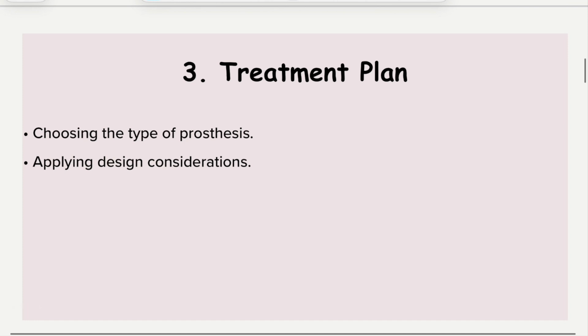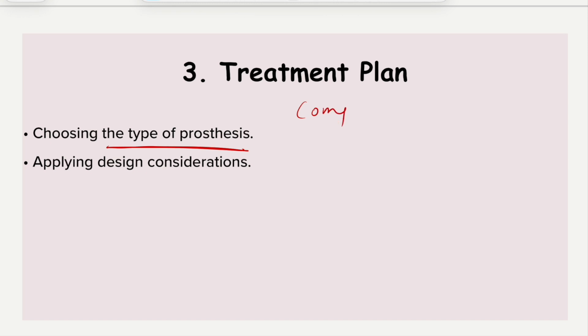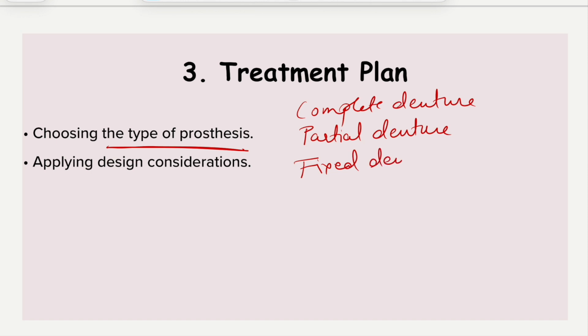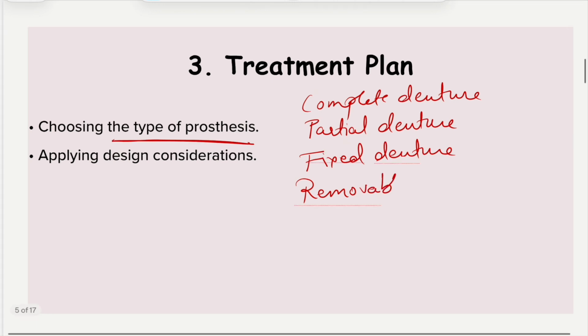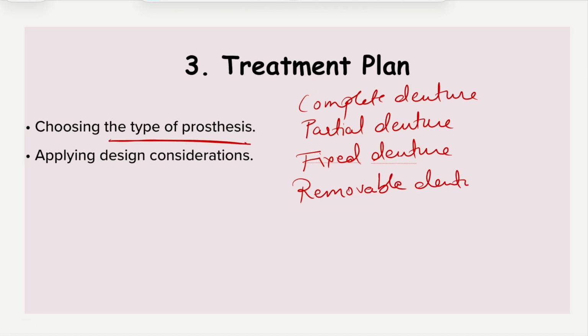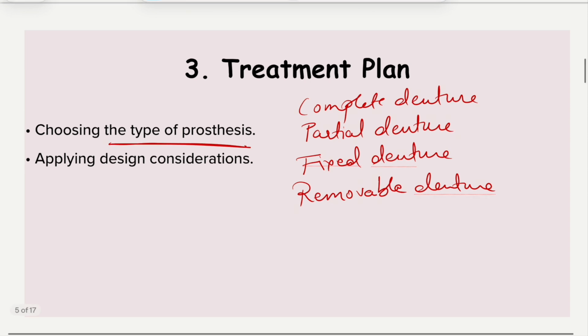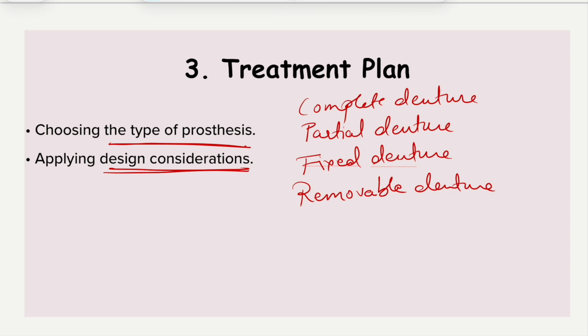So we will choose the type of prosthesis that the patient will require, either a complete denture or a partial denture, a fixed denture, or a removable denture. So we will evaluate that, and we will also apply the design considerations. We will also design the denture.